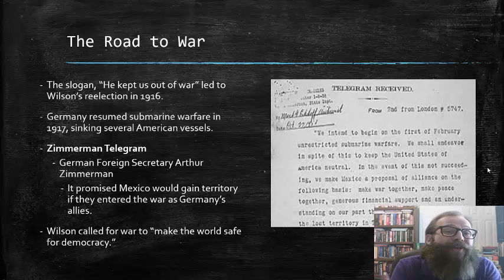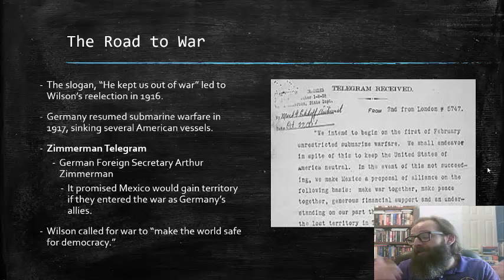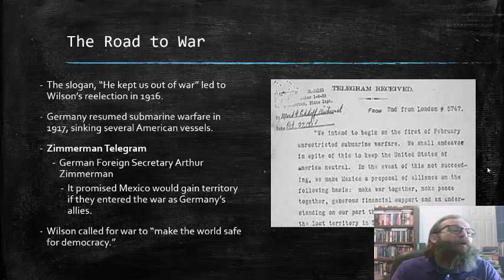This telegram was intercepted by British intelligence agents who turned it over to the Americans. And once this telegram was made public, that was more or less the straw that broke the camel's back. American outrage exploded, essentially forcing Wilson to ask Congress to declare war on Germany. And Wilson did so, and called for a world war to make the world safe for democracy, that the American entrance into the war was an effort to not only end Germany's aggression, but to spread American democratic institutions and ideals around the world.